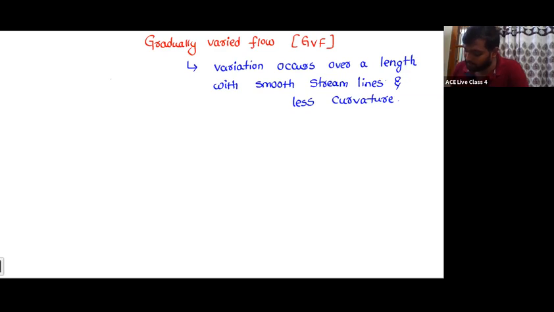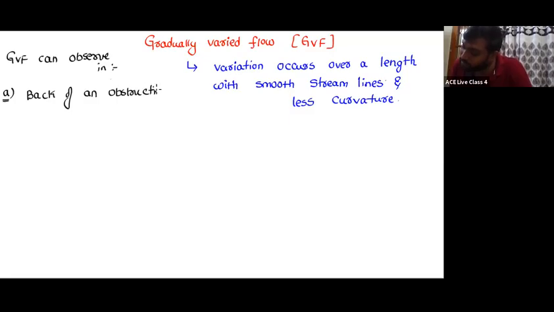Now let's see. GVF can be observed simply at the back of an obstruction. See, what is the meaning of the back of an obstruction? I hope you remember the VRR barrage.